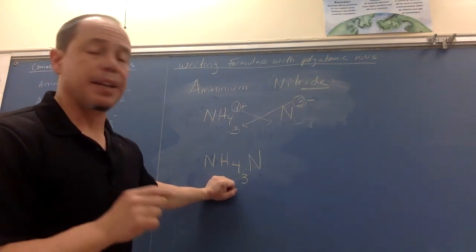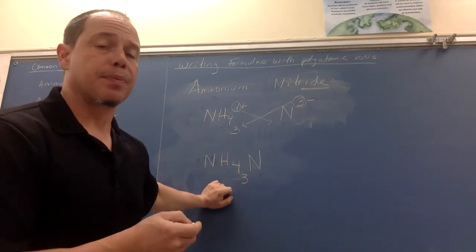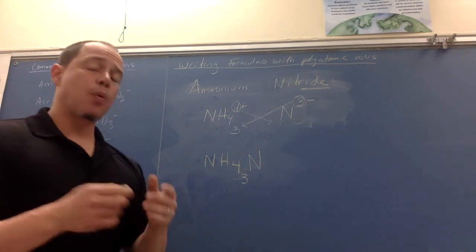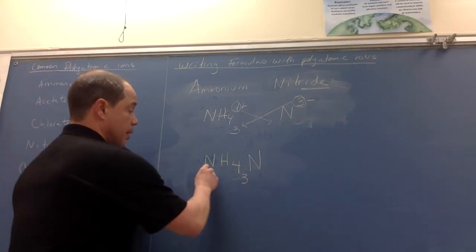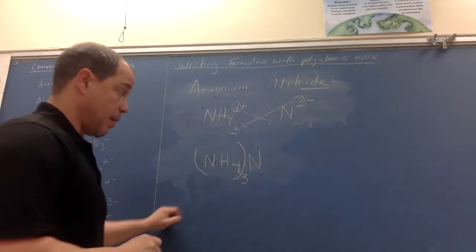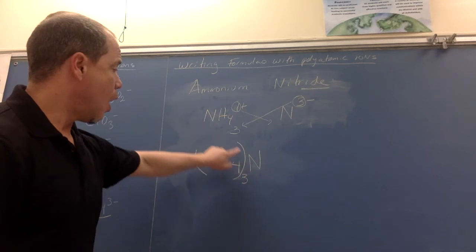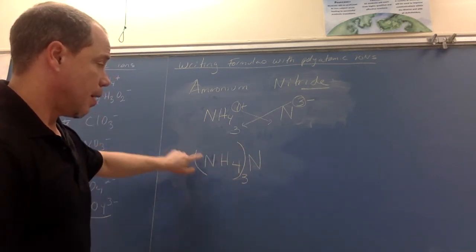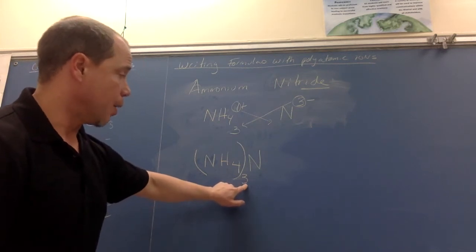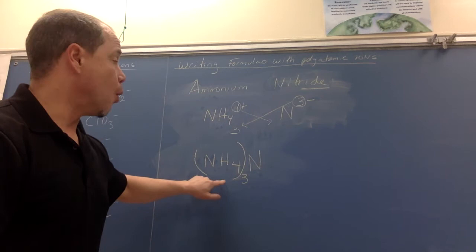I notice that's really sloppy because there's a 3 beneath the 4. We have to organize this. We have to show what we mean. The way we show what we mean is by adding parentheses. Now you might be wondering what I mean by show what we mean. Well, what I mean here is that I have three ammoniums. Not 1 ammonium, but 3 ammoniums and 1 nitrogen. So this is a correct chemical formula for ammonium nitride.